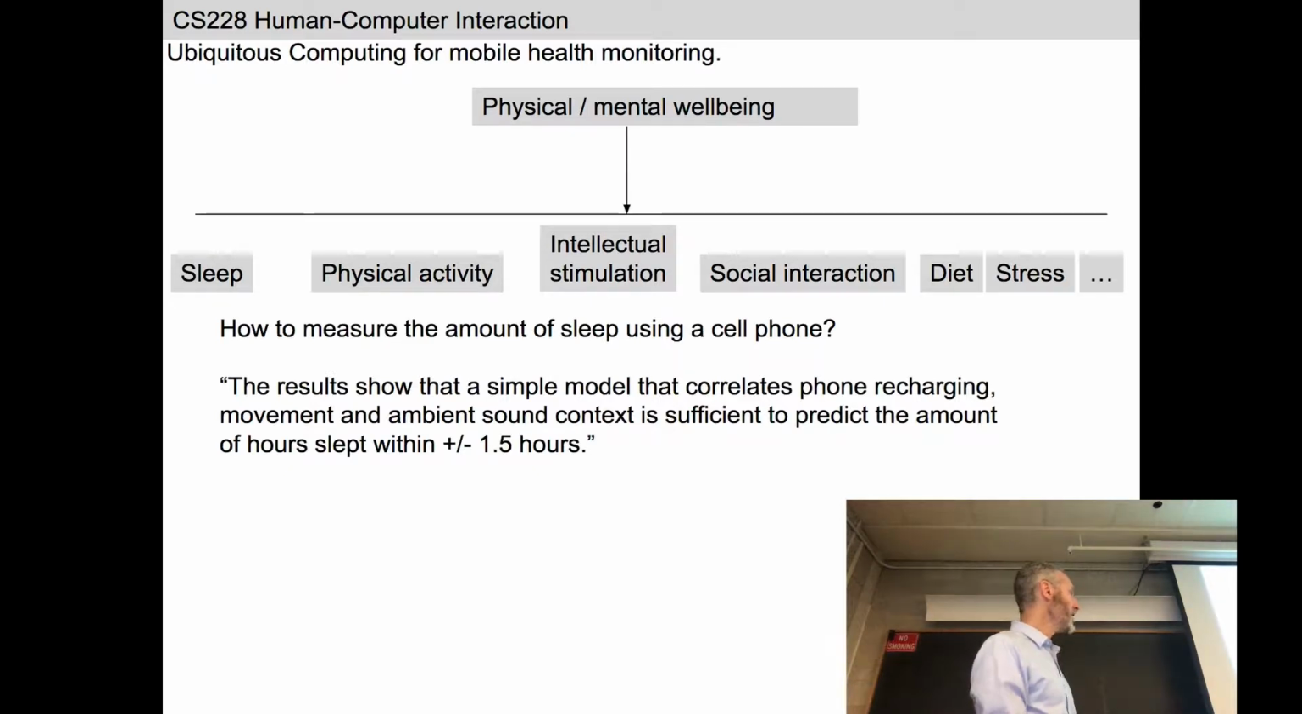And according to the authors, the results show that a simple model, and we'll look at the model in a moment, that combines phone recharging, lack of movement, and lack of ambient noise is sufficient to predict the amount of hours slept, plus or minus 90 minutes. Not great. I know Fitbits are much better at this now. They detect sleep and also whether you're moving during sleep, so you get a much more accurate reading. But this was sort of state of the art 8 years ago.